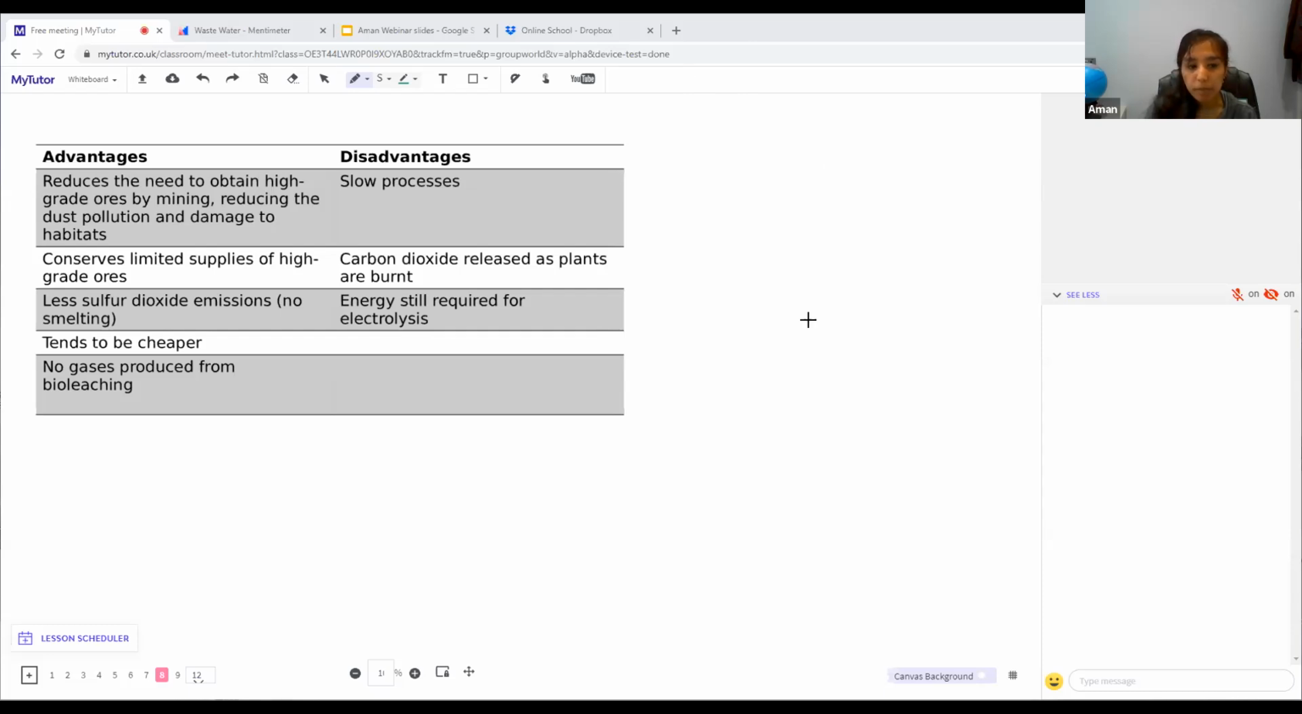Okay, so that kind of concludes the part about the biological methods of extraction. So the next thing we're going to look at then are life cycle assessments.